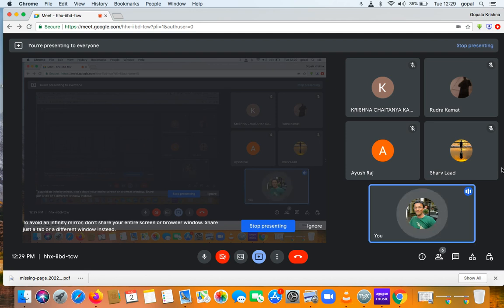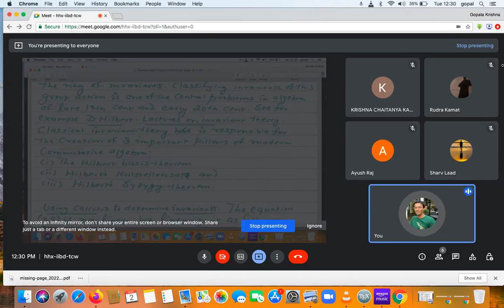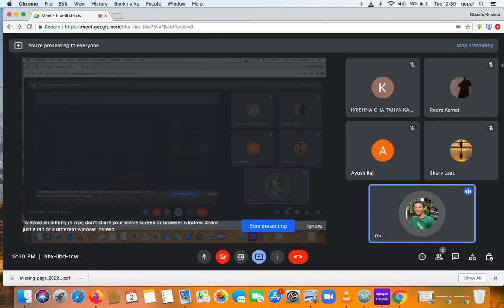And there could be several relations, and there could be relations between the relations. There could be second order syzygies, third order syzygies. But this chain of syzygies stabilizes. That is the Hilbert syzygy theorem. So these 3 theorems are extremely important. In fact, the Hilbert syzygy theorem, etc., all these things are extremely useful when you study several complex variables.